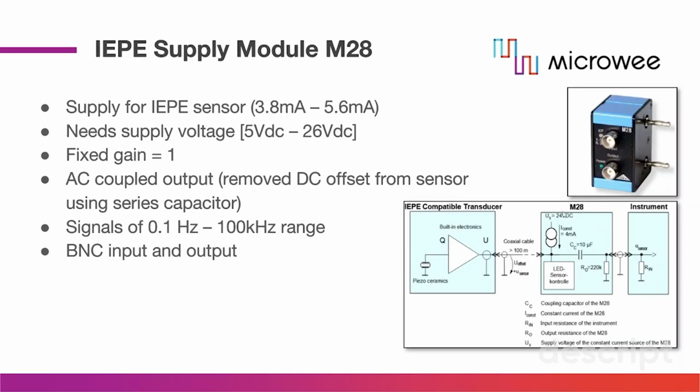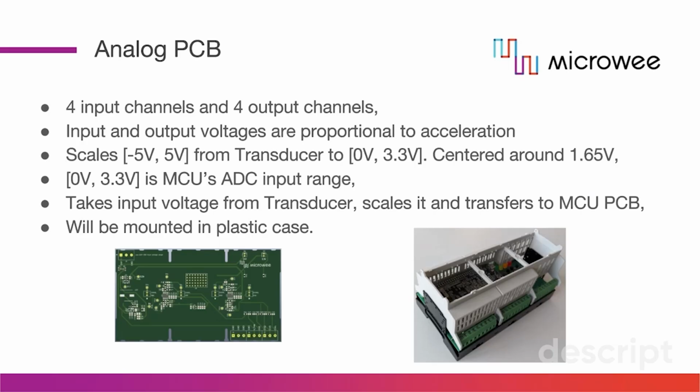In this image, we can see a block diagram of how to connect it with a vibration sensor and how to connect it to our measurement instrument. Here we see a picture of a series capacitor and the output impedance of 220 kilo ohms. So basically this acts as a low impedance voltage source for the instrument that comes after it.